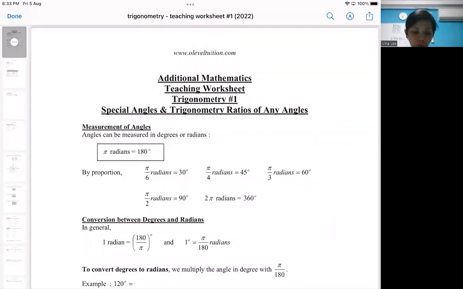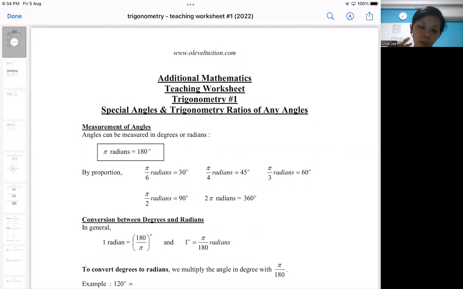So this is for the trigo first teaching worksheet. In the first part of A-Math trigo, we will deal with special angles and trigo ratios of any angles. We will explore all the angles in the four quadrants and how they are related to the basic angle.